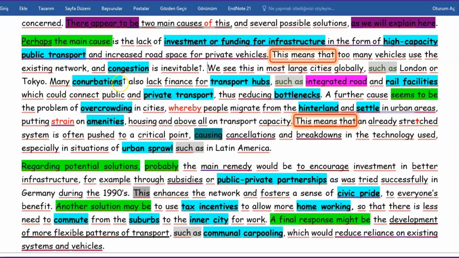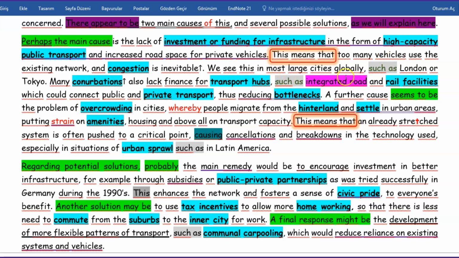Many conurbations again, the cities that sprawl and join to other towns, right? Again, C1 vocabulary, advanced one. Also lack finance for transport hubs, the big transport facilities that meet the other ways, right? Such as integrated roads and rail facilities, which could connect public and private transport.